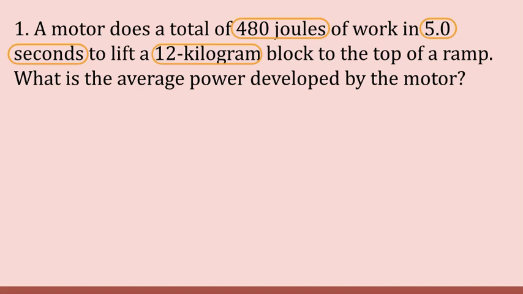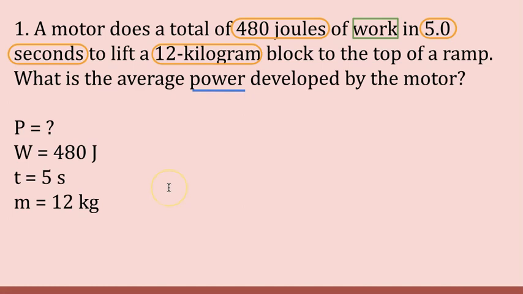I'm starting by circling my numbers and units, underlining my unknown, and boxing my keywords. I only boxed the word work because I think that's going to be relevant and help me figure out what 480 joules is. If I were doing an energy problem, the top of the ramp would probably be important, but I know that I'm not doing an energy problem, so I just kind of ignored that. I'm looking for power, so P is my question mark. I'm writing down W equals 480 joules because it says 480 joules of work. Time is 5 seconds, and mass is 12 kilograms.